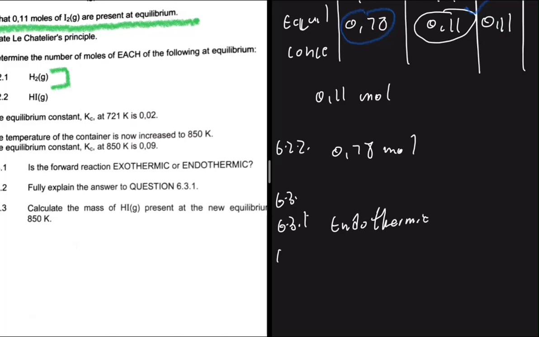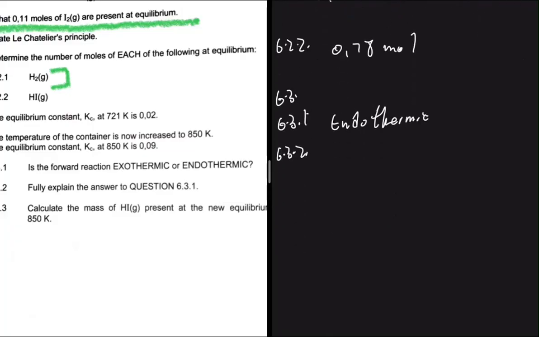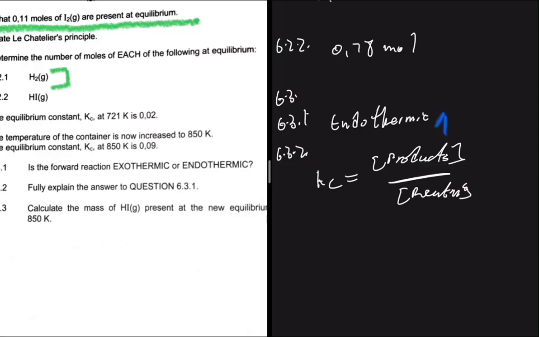And why am I saying that? 6.3.2. We need to fully explain that. So what we know, just from the basics, is that Kc is equal to the concentration of the products divided by the concentration of the reactants, right? So if Kc increases, it means that now we have more products. The forward reaction was favored. So the question is asking, is the forward reaction exothermic or endothermic? The forward reaction is endothermic.